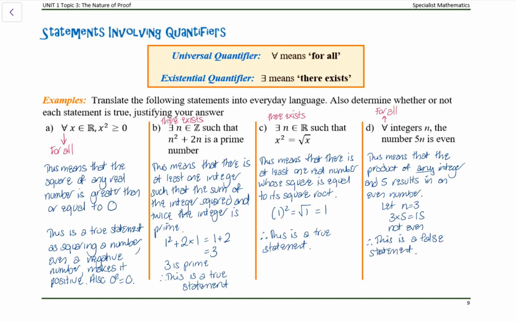Okay, this is a false statement. You have to remember that a universal quantifier has to be true for everything. So you can find one thing that doesn't work and you've proven it false.